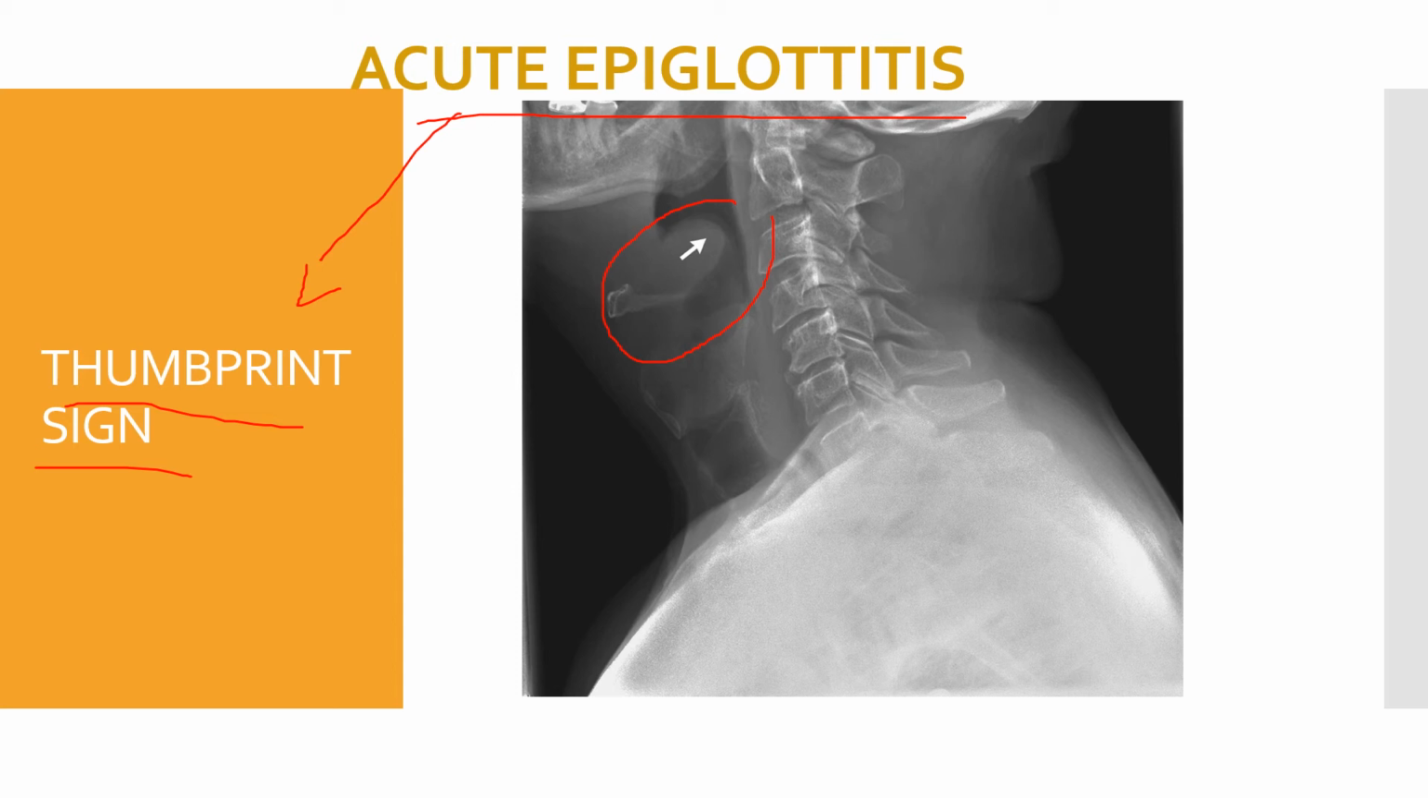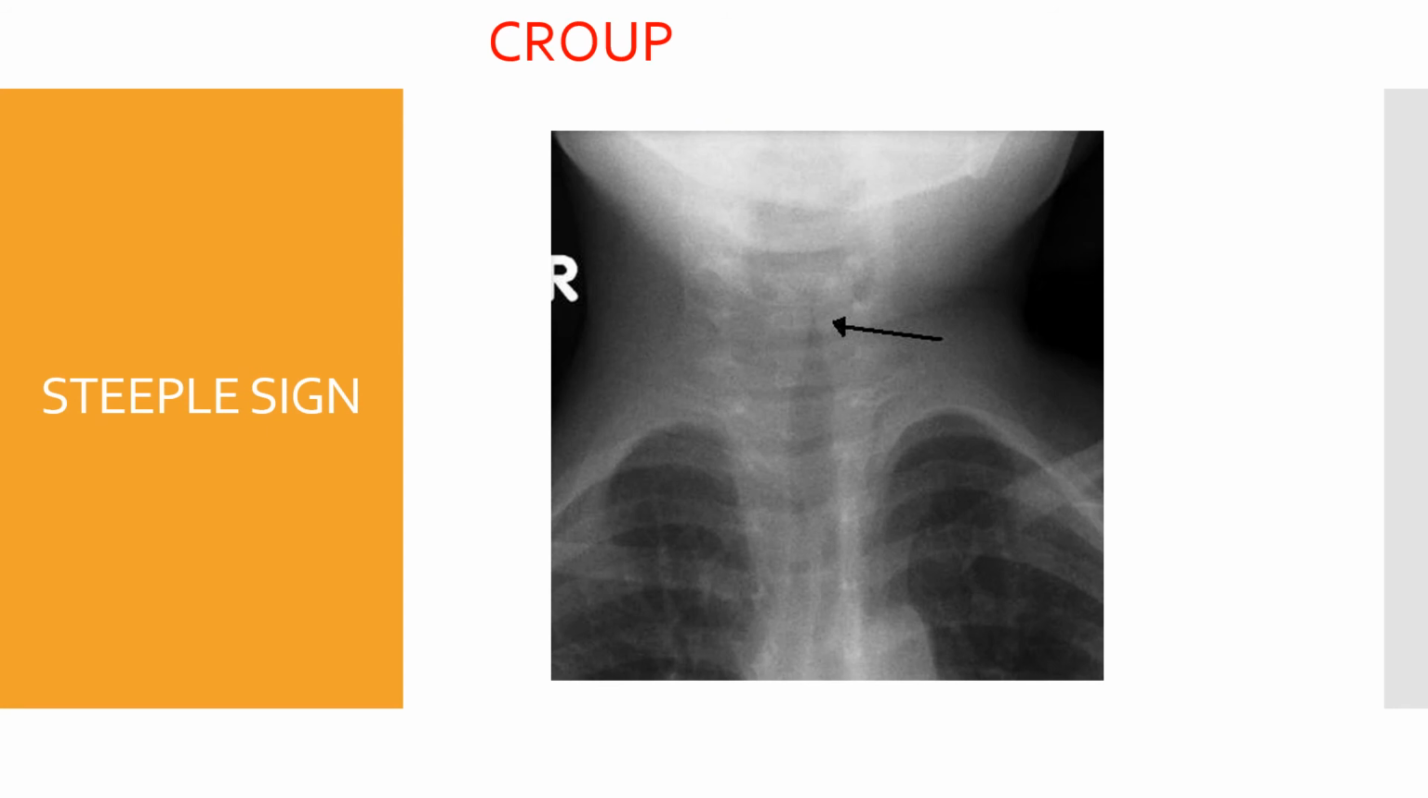As the name suggests, acute epiglottitis means acute inflammation of the epiglottis, and this edematous or inflamed epiglottis is referred to as thumbprint sign. Again, as I said, all the features I have already discussed. I will be giving the link in the description box. So that's about acute epiglottitis. Again, moving on to the next one.